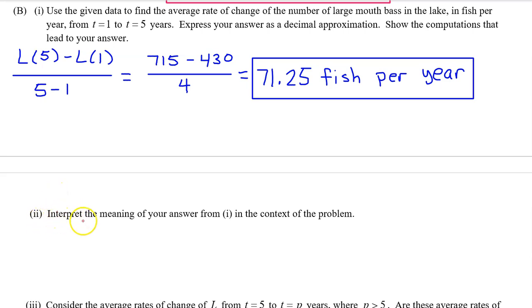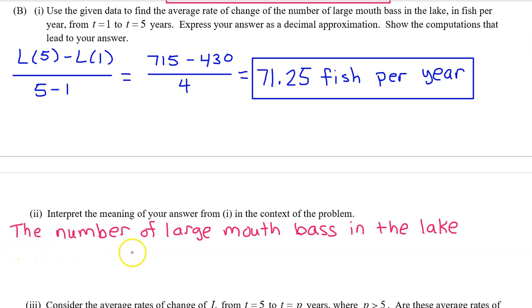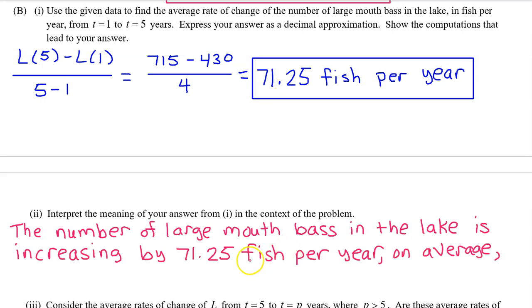B part 2. Interpret the meaning of your answer from part 1 in the context of the problem. Start by stating the meaning of the function that we are using. L of t is the number of largemouth bass in the lake. Next you say by how much this value is increasing or decreasing. Increasing if positive and decreasing if negative. Be sure to include the units here. Finally, to earn the point, you must mention the interval on which the average rate of change was calculated.